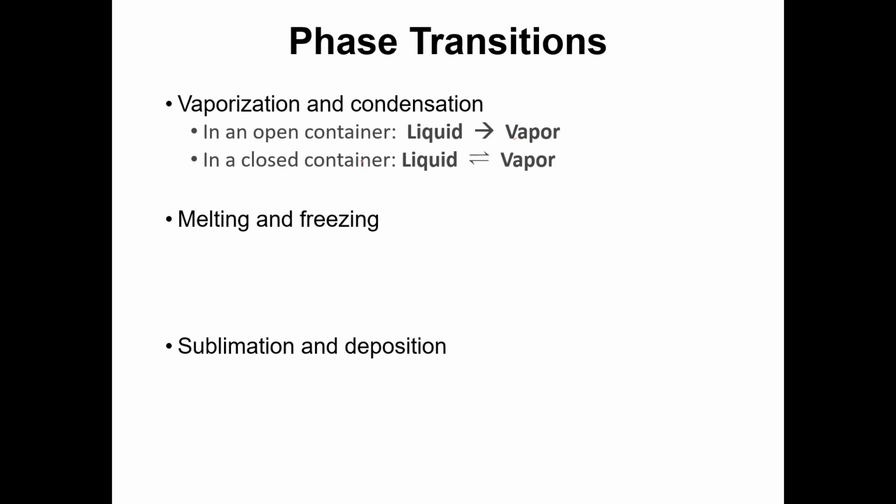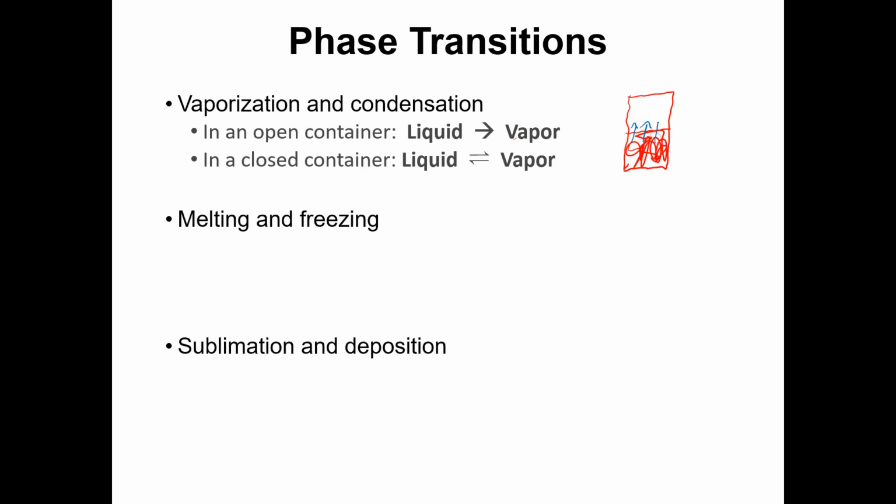But if we're doing this in a closed container, there's always a little bit of vapor above the liquid if our container is not completely full. So what happens is, right at that interface between the liquid and the vapor, this is our container here, and this is our liquid level. We've got liquid all down here. Right at this interface between the liquid and the vapor, some of those liquid particles are going to have enough energy to escape into the vapor phase.